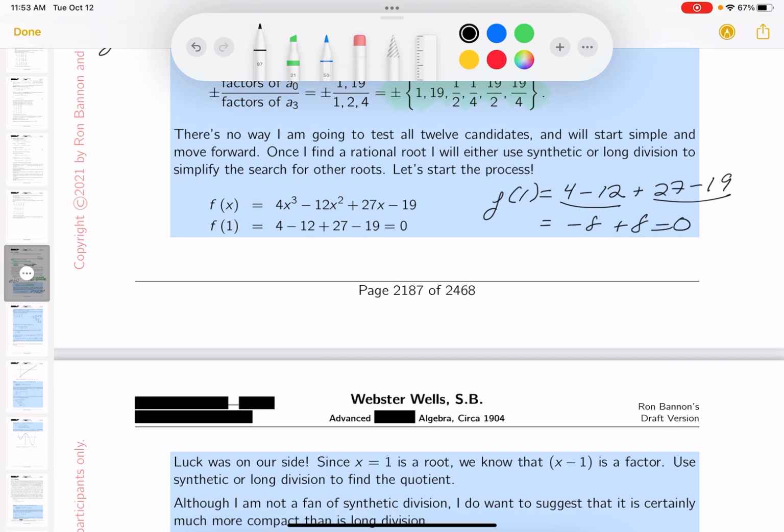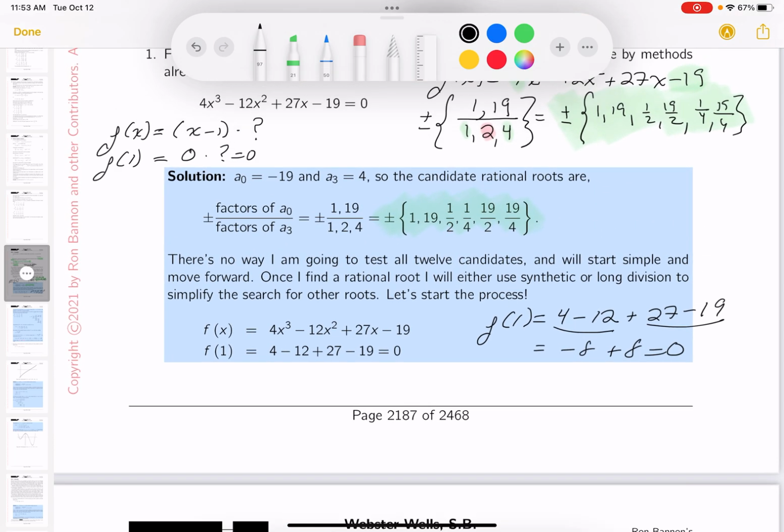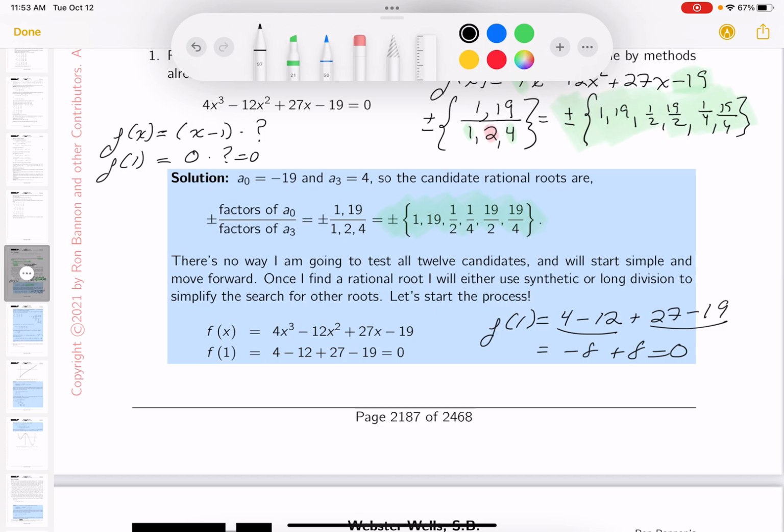Well, lo and behold, I now have a factor. All right? Why is that? I found out that x minus 1 is, in fact, a factor of that. All right? So what I'm going to do is I'm done, and I'm going to use this guy now. I know this guy works out pretty nicely. Right? I'm going to use him now. Let's put this down now.